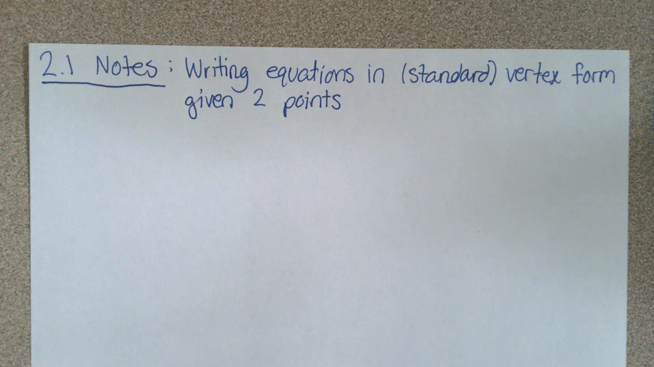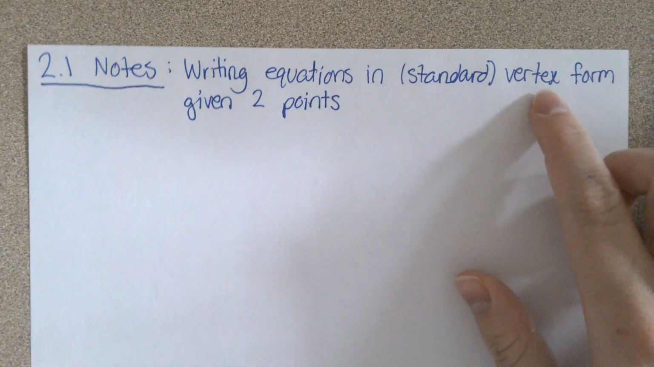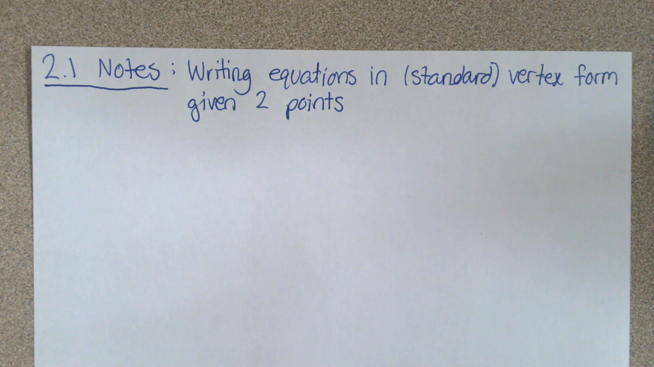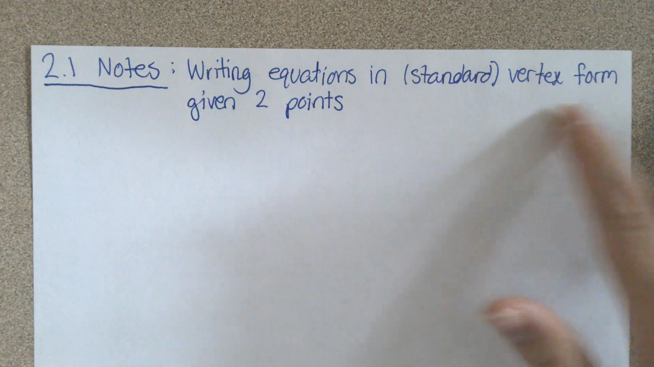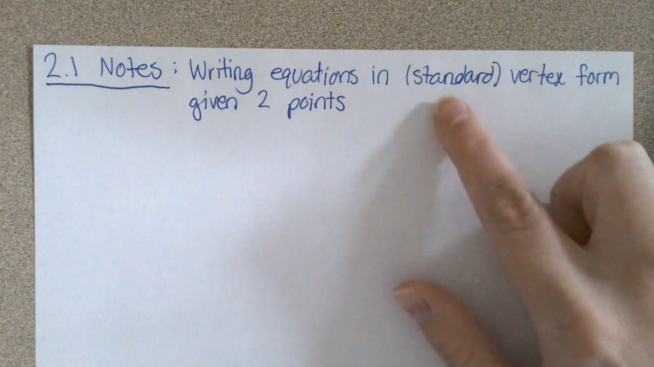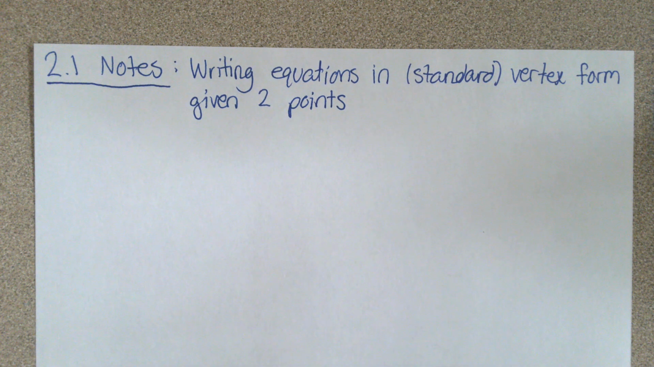Hello everyone. In today's video I will be going over our 2.1 notes, which covers how to write an equation in standard vertex form if we're given 2 points. I do want to clarify, I always call it vertex form in this class because pretty much everywhere else that's how we refer to it, but the textbook for this course likes to call this form either standard vertex form, or you might even see them call it just standard form. So I just wanted to give you a heads up there. If you see those terms, they're talking about this form of the equation.